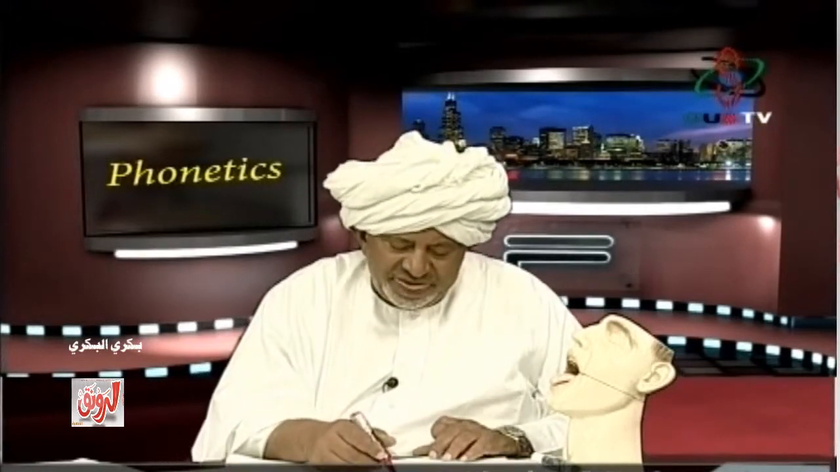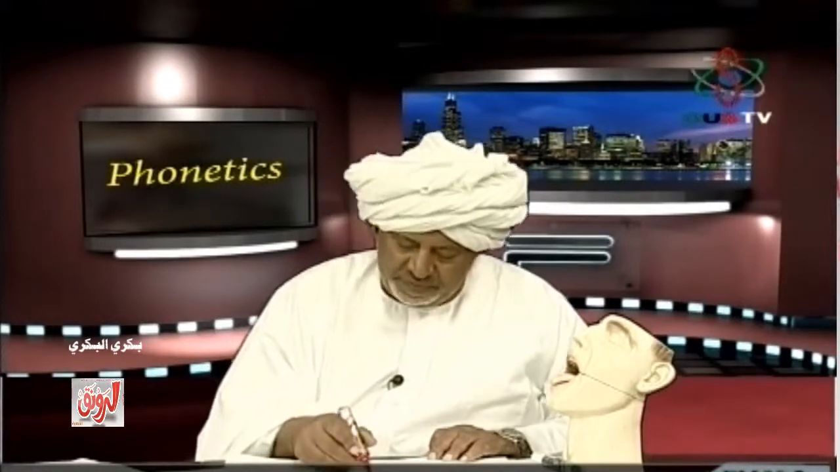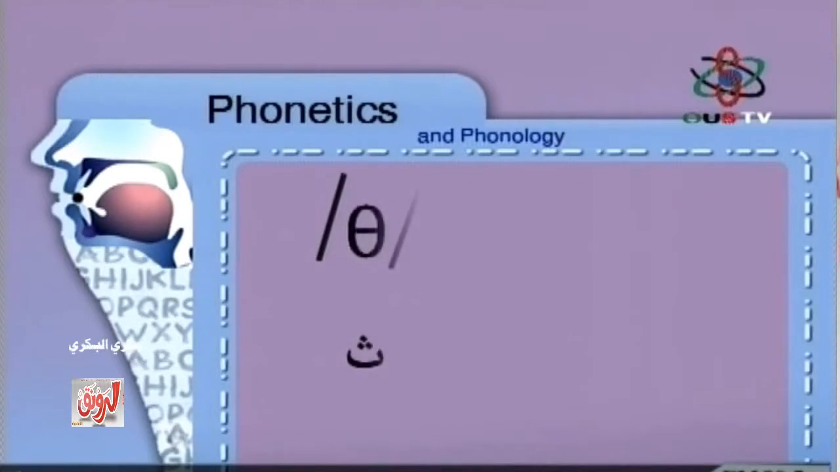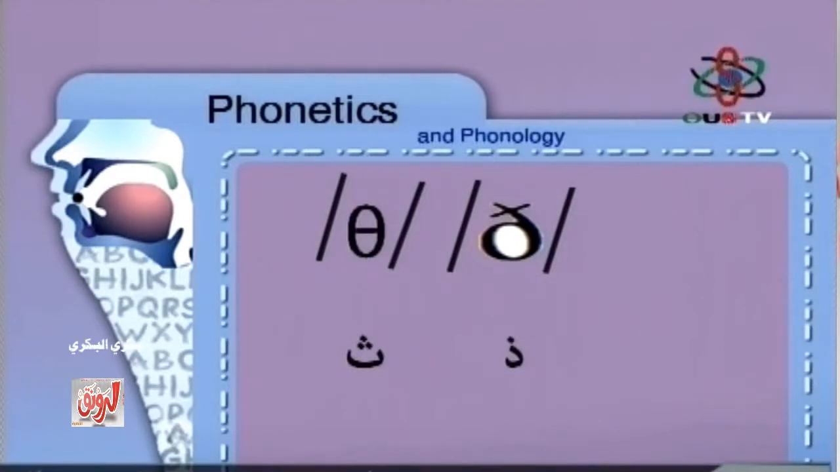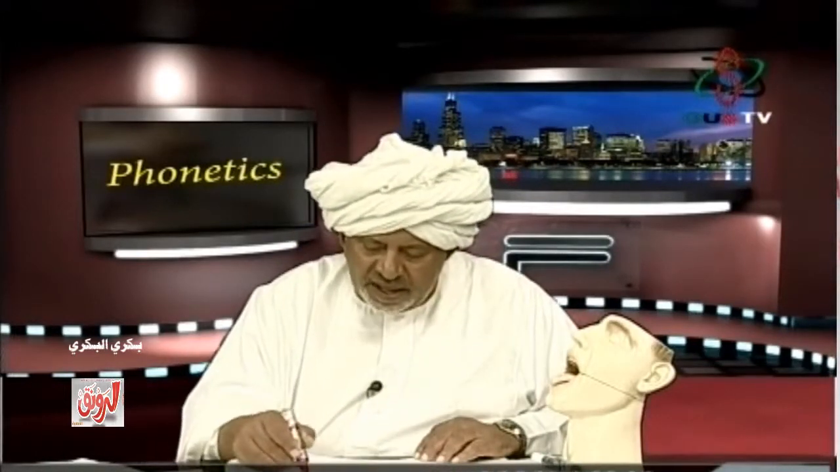Now, then we have got the sound sa. That's the symbol for the sound sa, like this. And the sound za, the symbol for it in English is like that. That is the za. Sa and za. Where are they made? Again it is the tongue, again the teeth. Sa, za. The tongue is between the teeth. Sa and za. Then we have got the sound sa and za.